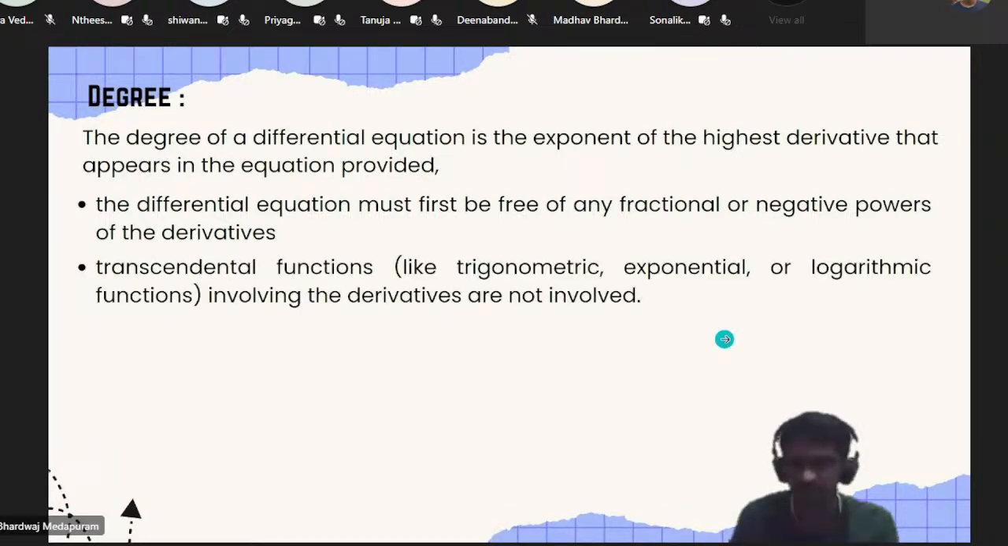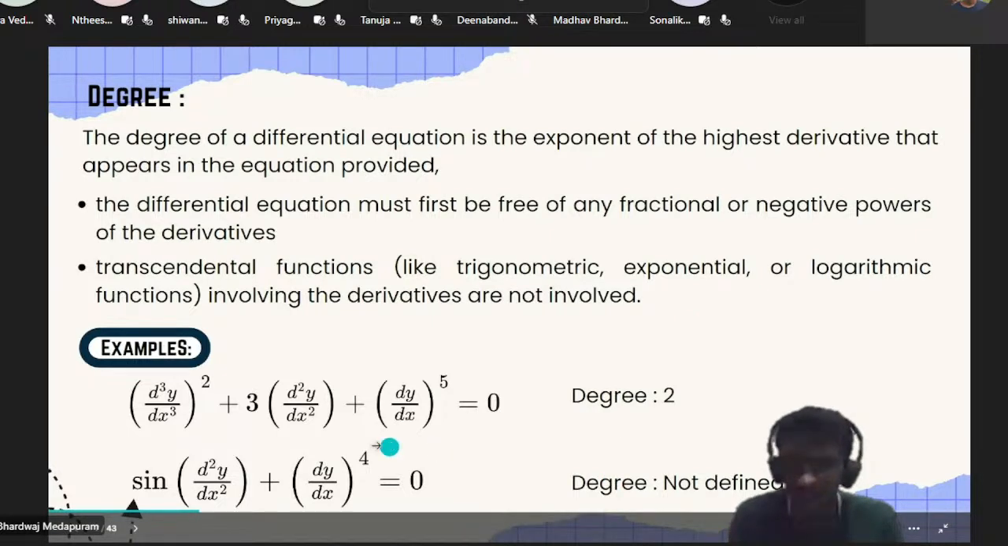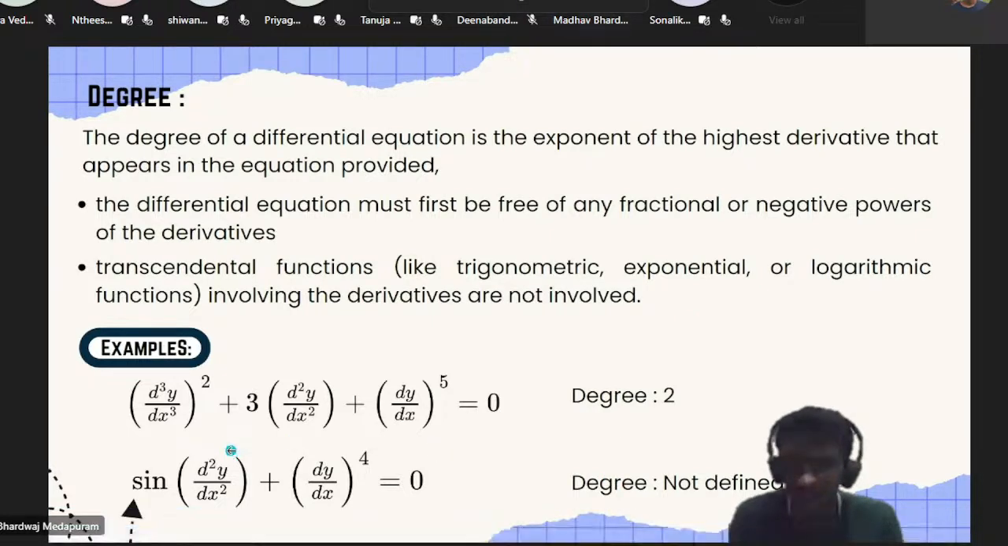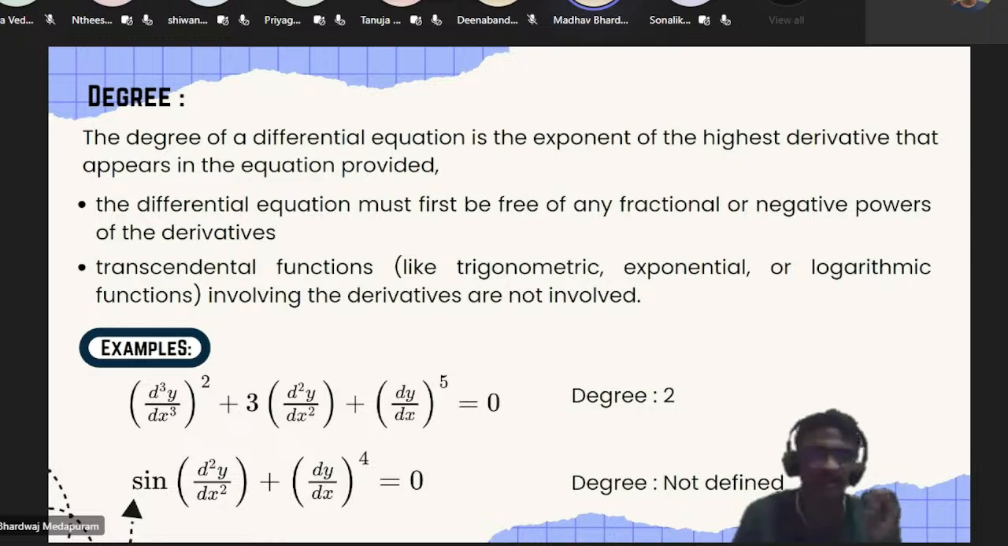In the second example, notice that the sine function is acting on the second derivative, d2y by dx square. We have the criterion that a transcendental function should not be involved on the derivatives. So here sin x is acting on the second derivative, so we conclude that the degree is not defined here.